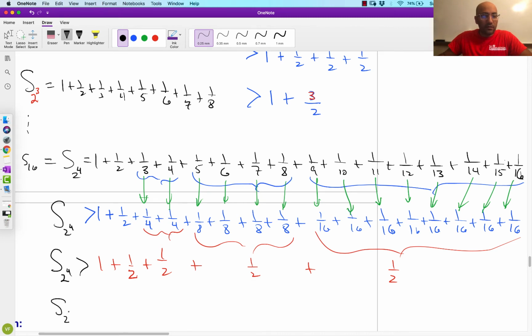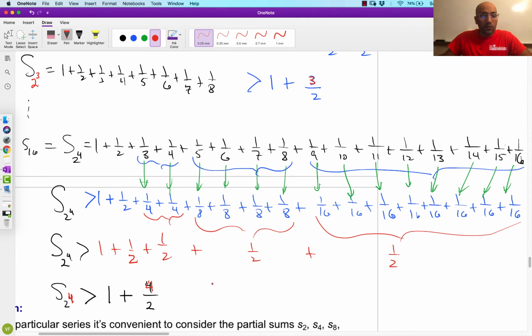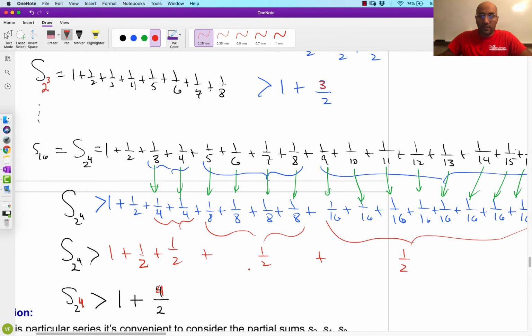And so s sub 2 to the 4th is greater than 1 plus, and then I have 1, 2, 3, 4 over 2, right? And again, notice the pattern. Right? 2 to the 4th is greater than 1 plus 4 over 2. Good. Okay, so now we're ready to see the pattern. So let's see how your author organized all this.